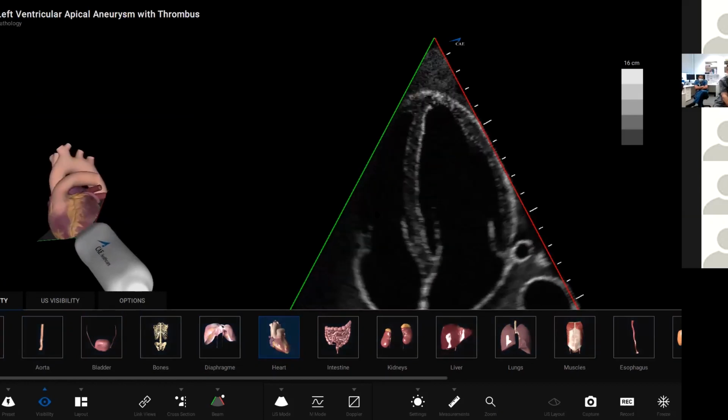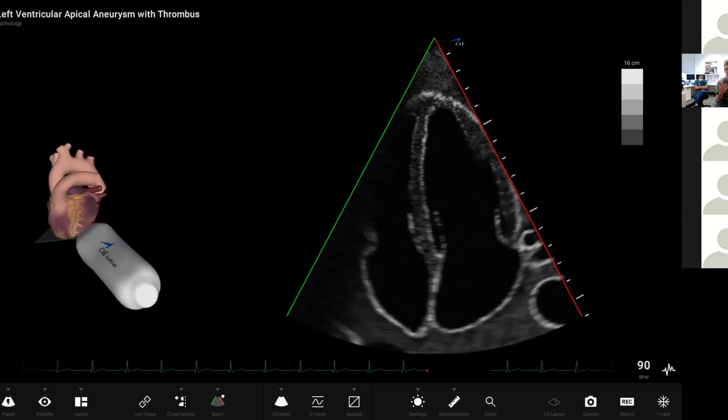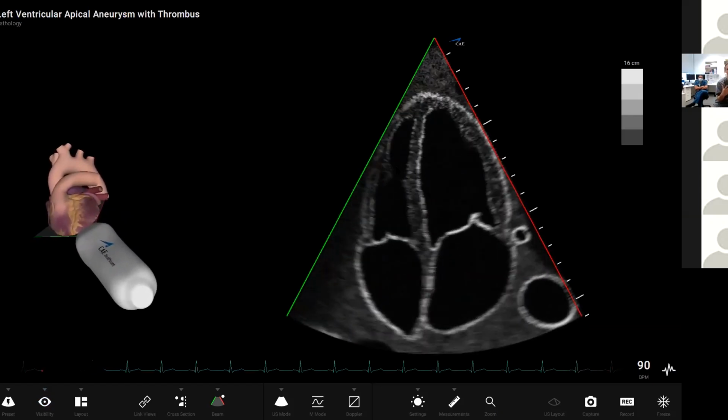Sorry, again, multitasking is a bit tricky.